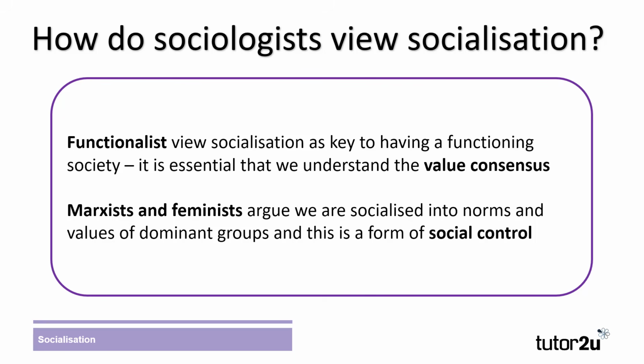On the other hand, conflict theorists such as Marxism and feminism see the process of socialization as being a form of social control, passing on the norms and values of dominant groups in order to make sure people do not challenge their position in society. For Marxists, these norms and values are those of the elite, the ruling class. For feminists, they are the values of patriarchy, that is, male-dominated society.